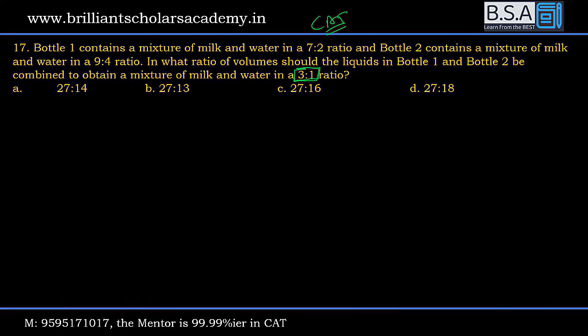Observe. Bottle 1 has contents in the ratio of 7:2. So if I use integral liters, it should be a multiple of 9. Every answer option has a multiple of 9. And what multiple of 9? Luckily for you, it is 3 times. So when I make it 3 times, this becomes 3 into 7, 21 liters of milk, and this becomes 3 into 2, 6 liters of water.